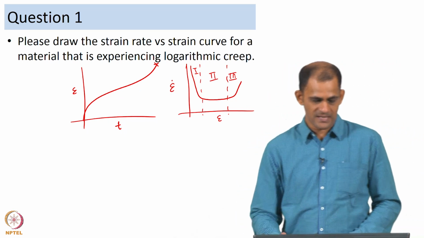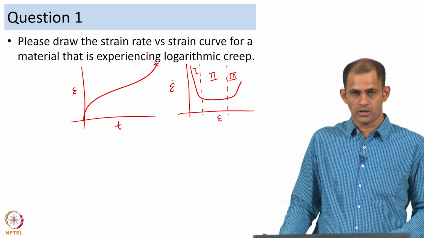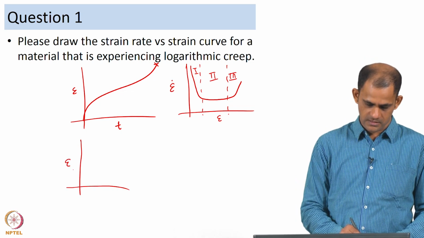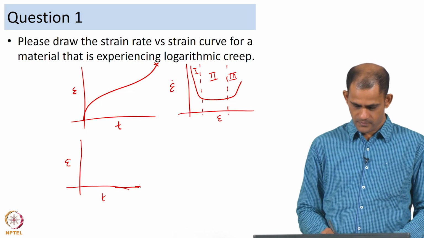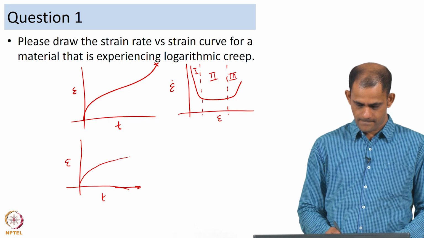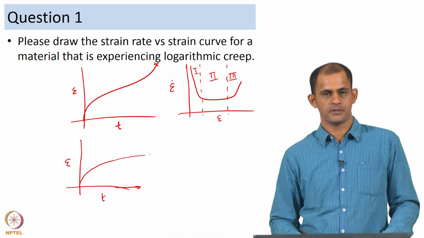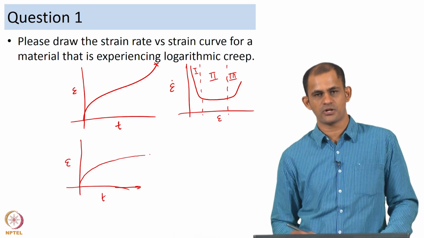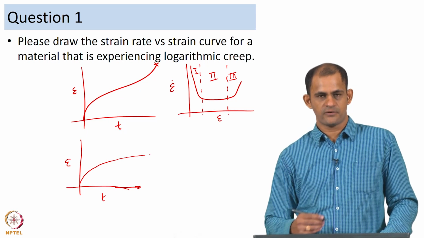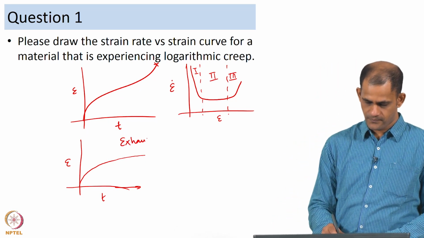Now, in this question I am asking you to plot the strain rate versus strain curve for a material that is experiencing logarithmic creep. If you remember, we said logarithmic creep is also known as exhaustion creep. In exhaustion creep the material continues to come down in strain rate of deformation, so it does not achieve a steady state of creep. The strain rate of deformation continues to decrease, which is why it is also known as exhaustion creep.